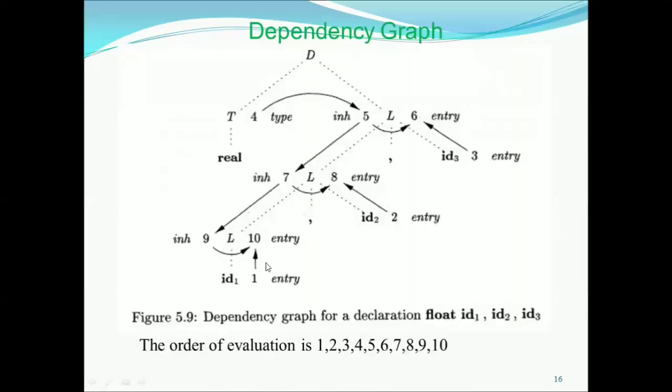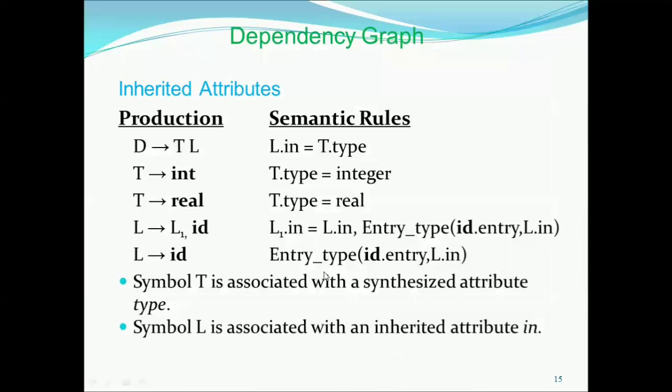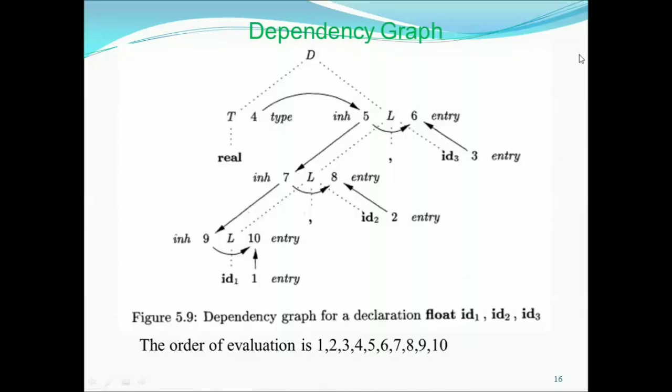So at the end, once you get this particular value, and once you get the value of this inherited value, you can directly make an entry into the symbol table because you know the value of this particular ID, you know the value of the data type also, so that you can make an entry into the symbol table directly, so that we make a call to a function entry_type is equal to id.entry, l.in.